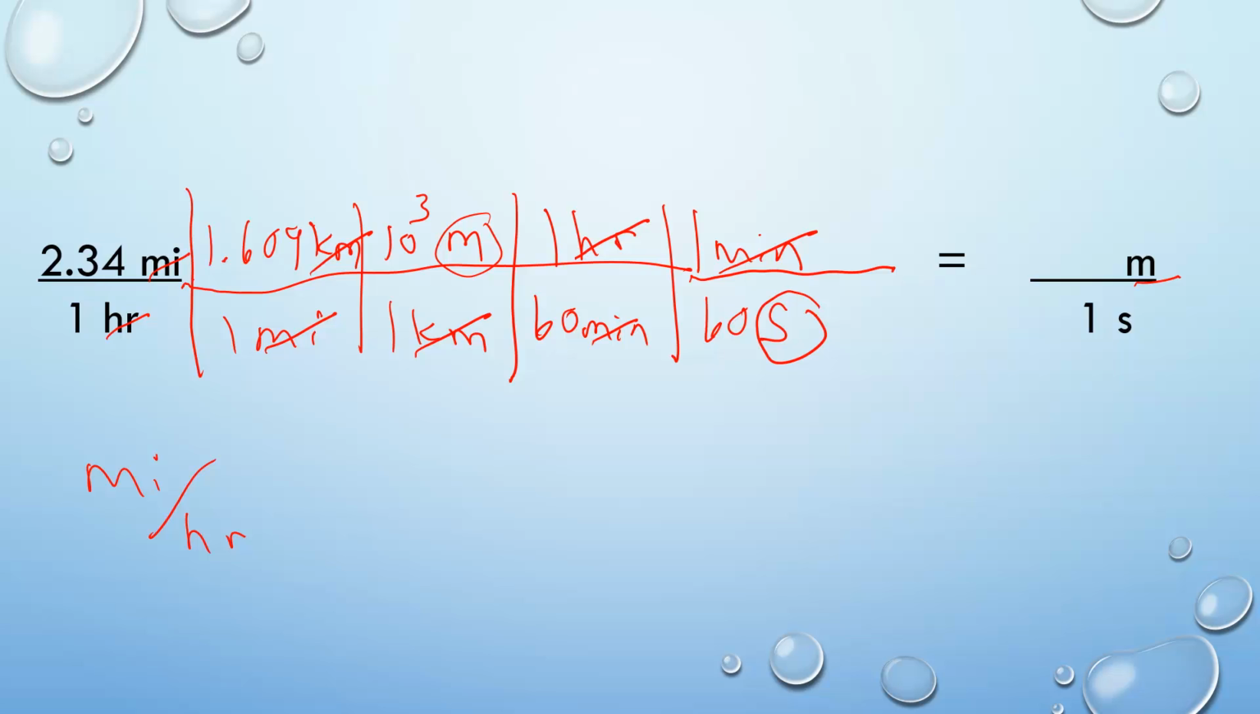So we multiply across the top, multiply across the bottom, then we divide our two numbers, and our answer should come out to be, in proper number of significant figures, 1.05 meters per second. Another way to report that is 1.05 meter/second. And that's how you do that.